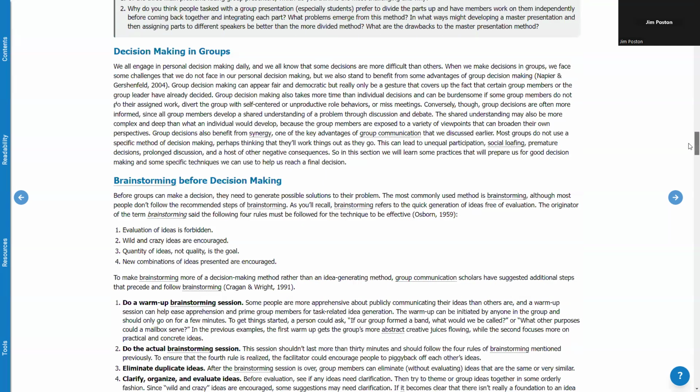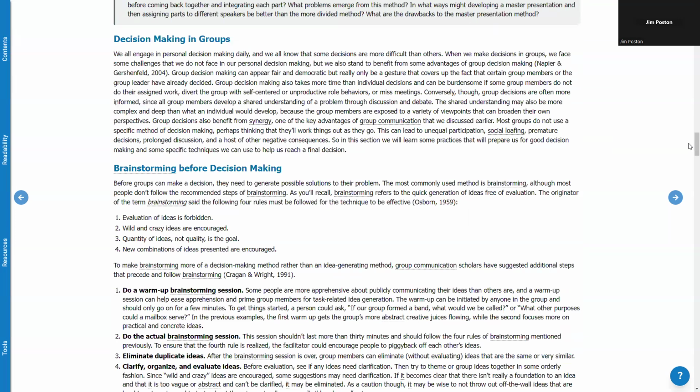Decision making in groups. We all engage in personal decision making. And we all know that some decisions are more difficult than others. When we make decisions in groups, we face some challenges that we do not face in our personal decision making. But we also stand to benefit from some advantages of group decision making.